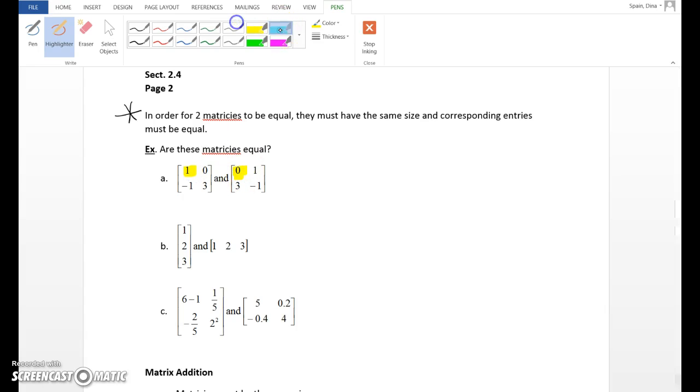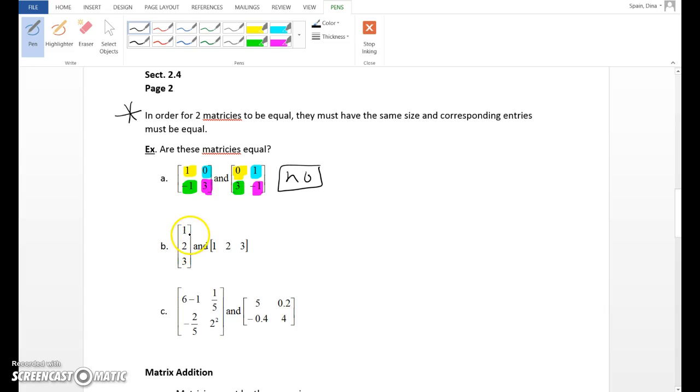Those two entries correspond. I can already see this is not equal, but I'm going to color code it. It's easier to see that way. All those are corresponding entries, and they have to be exactly the same. And you see the yellow ones, those are already off, so this is a big no. Even though they're the same size, they're both 2 by 2s, the corresponding entries are not equal.